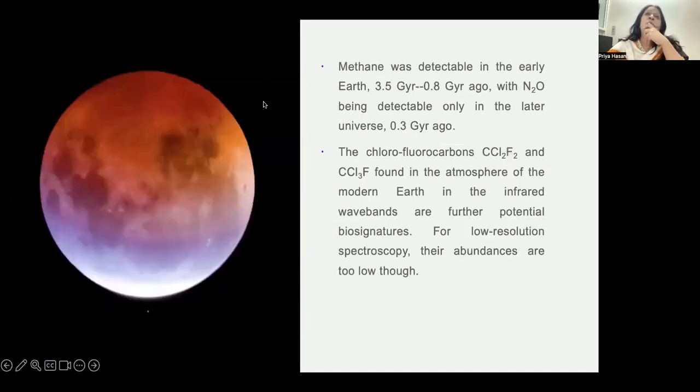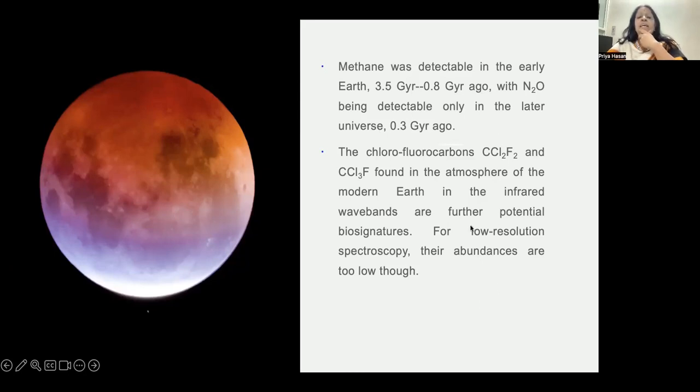Methane also, which has been used to study life on Mars, was detectable only in early Earth, and it would have been found only in the period between 3.5 to 0.8 giga-years ago, while nitrous oxide would be detectable only in the later universe, 0.3 giga-years ago.